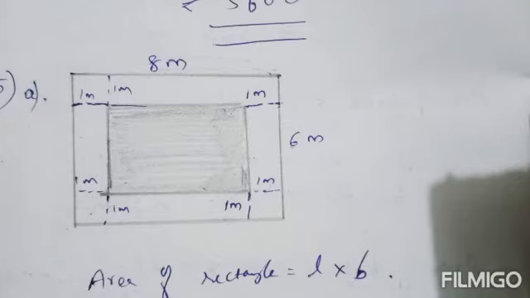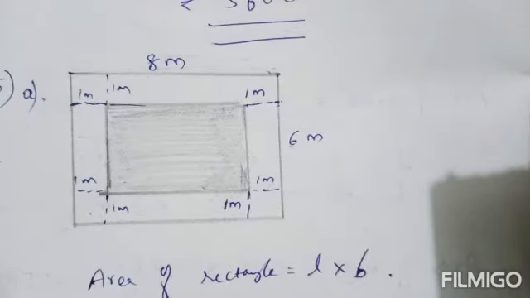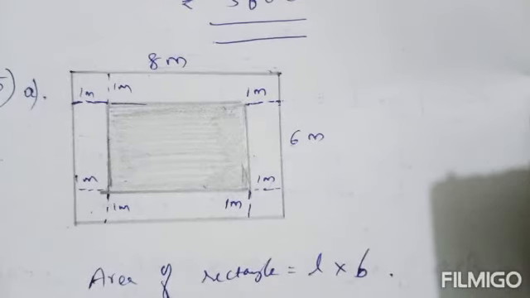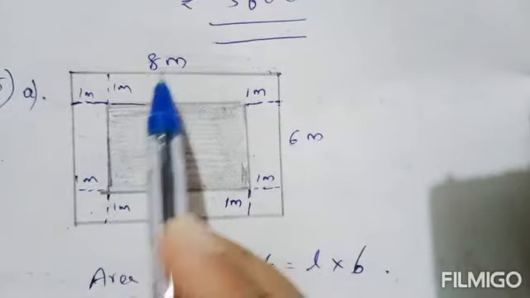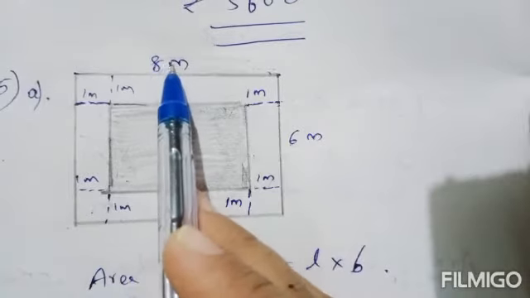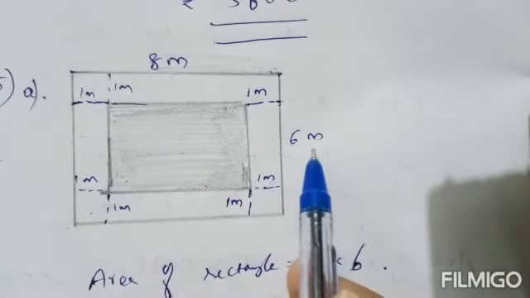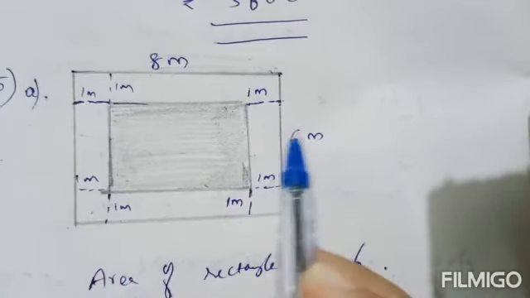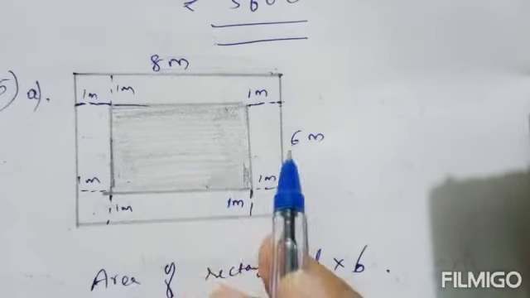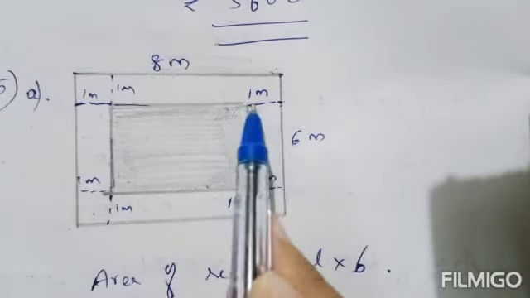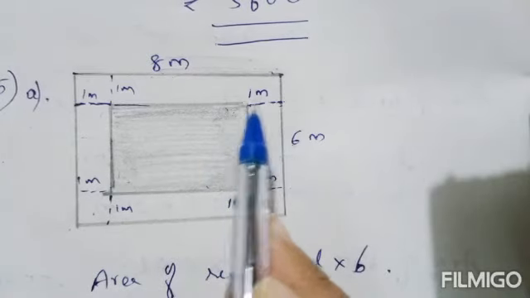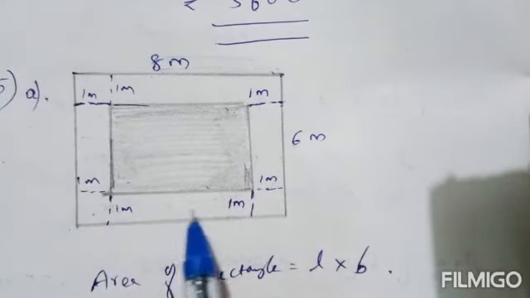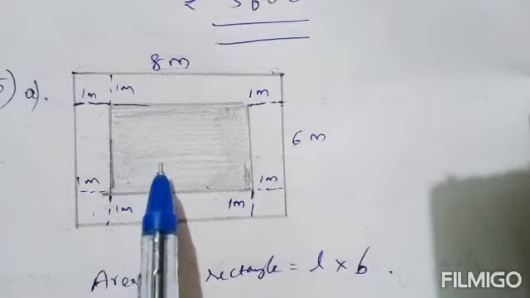Okay. Fifth question. Find the area of the shaded portion in that figure. So you have to find the area of this inner rectangle. Given the length of the outer rectangle is 8 meter and the breadth of the outer rectangle is 6 meter. The inner rectangle and outer rectangle are 1 meter apart. The distance between the inner rectangle and the outer rectangle is 1 meter anywhere you take it.